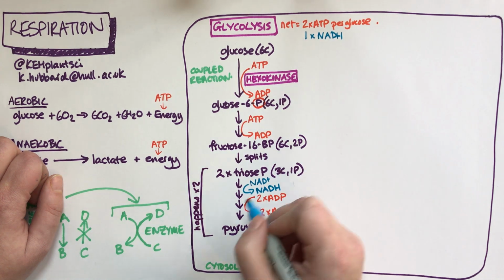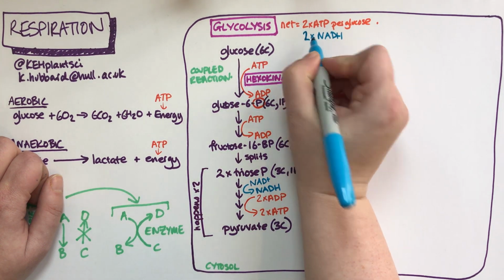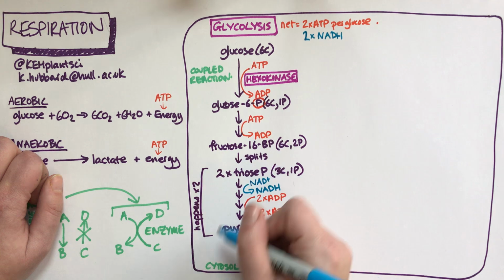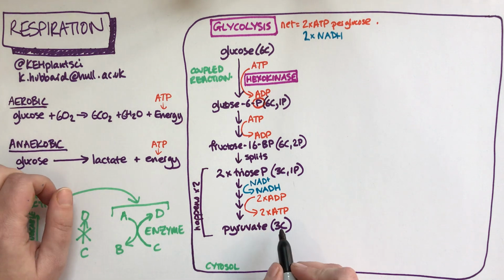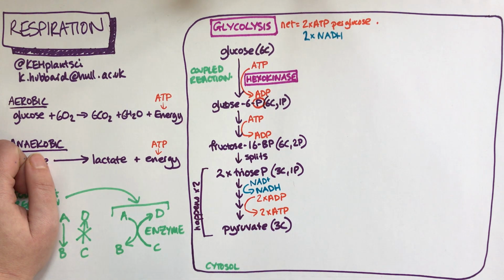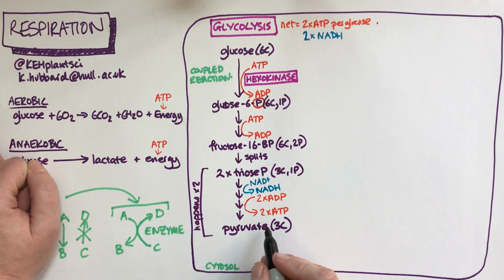In fact, that's not true. We'll have 2 NADHs per glucose because this bottom bit's happening twice. So we get to pyruvate, which is a 3-carbon molecule. There's 2 different things that can happen here. Let's deal with anaerobic respiration first.